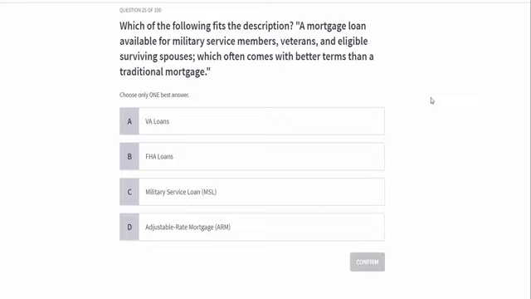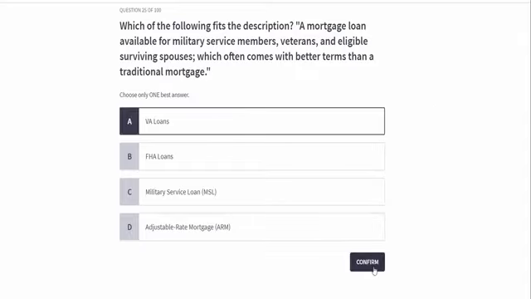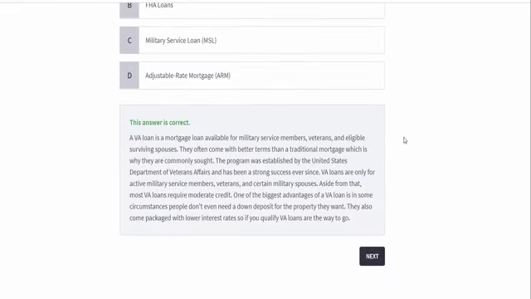All right, so this one's pretty self-explanatory. You guys, I'm sure, have heard of this. It is A, a VA loan. A VA loan is a mortgage loan available for service members, veterans, and eligible surviving spouses. They often come with better terms than a traditional mortgage, which is why they are commonly sought after. The program was established by the United States Department of Veterans Affairs and has been a strong success ever since.